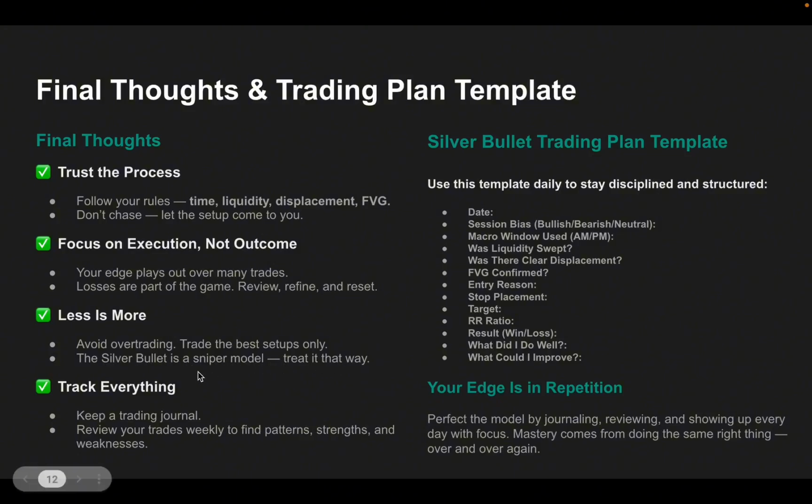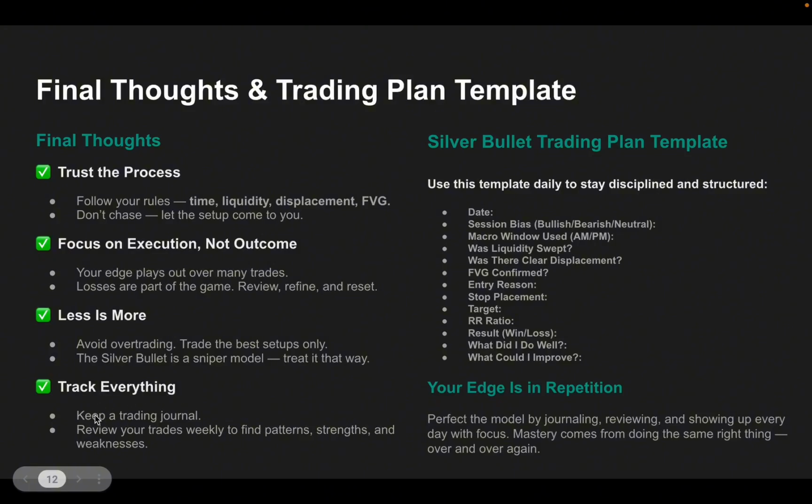So next one, the silver bullet is a sniper model. Treat it that way. Every time you enter a trade using the silver bullet, most of the time, if you're using everything from the checklist, it's going to be a sniper model, meaning you're going to have more sniper entries than what you wouldn't have. Every single silver bullet trade that you take will most likely be a sniper entry. So you've got to treat it that way. It's not going to be a sniper entry though if you're trading on a high impact news day such as FOMC, CPI, and all those high impact news days. But we'll get into that shortly.